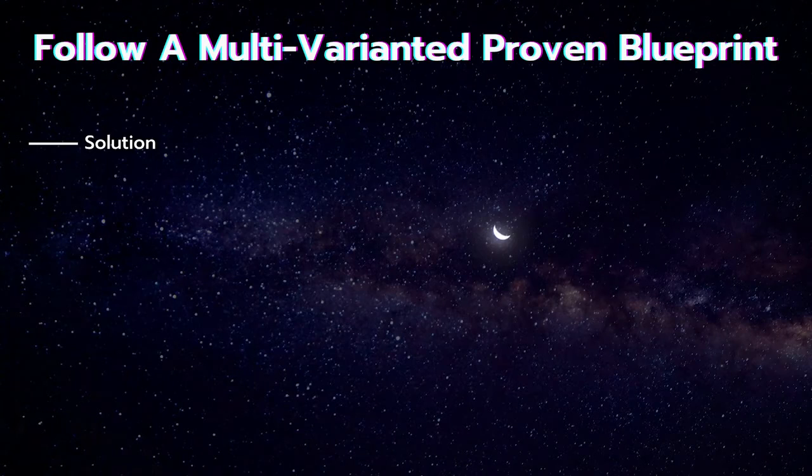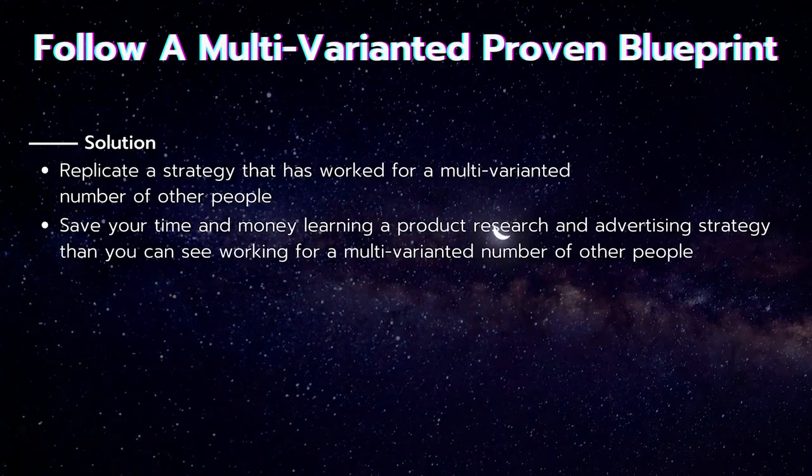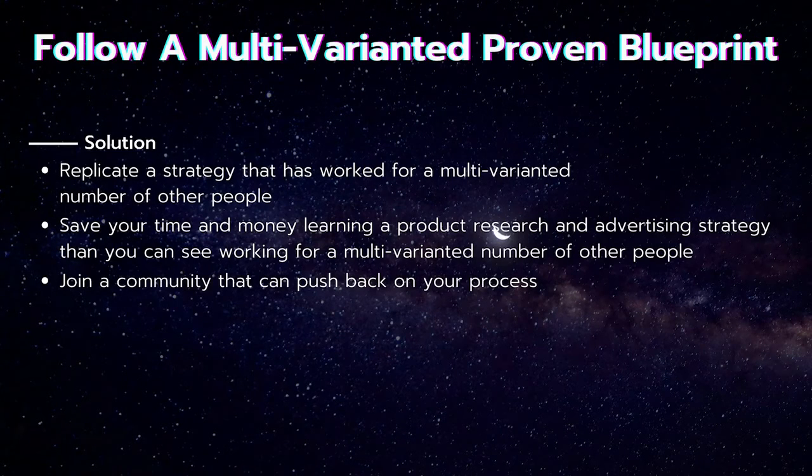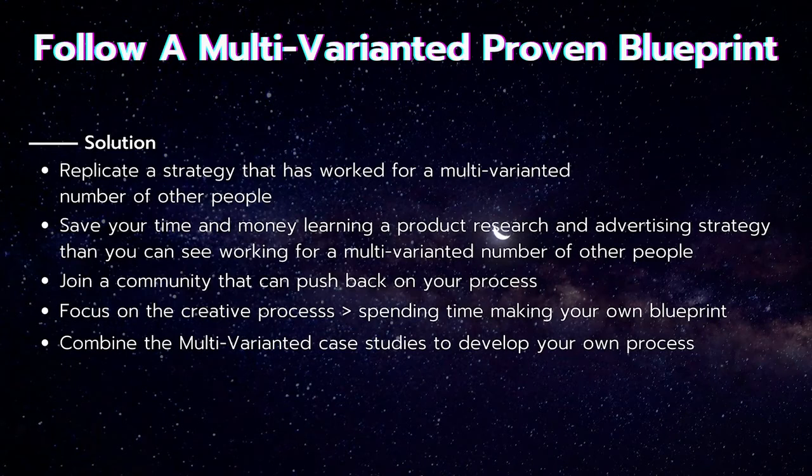The solution: follow a multivariate proven blueprint. You want to replicate a strategy that has worked for a multivariate number of people. You want to save your time and money learning a product research and advertising strategy you can see working for a multivariate number of people. You want to join a community that can push back on your processes, making sure you're always being pivoted in the right direction every time you go off track. You want to focus on the creative process rather than spending time trying to make up your own blueprint, which I had to do. And you want to combine the multivariate case studies to develop your own process.